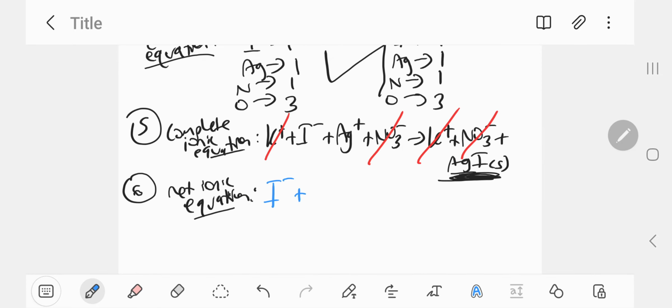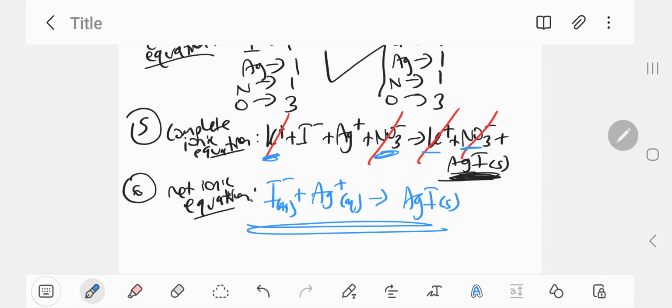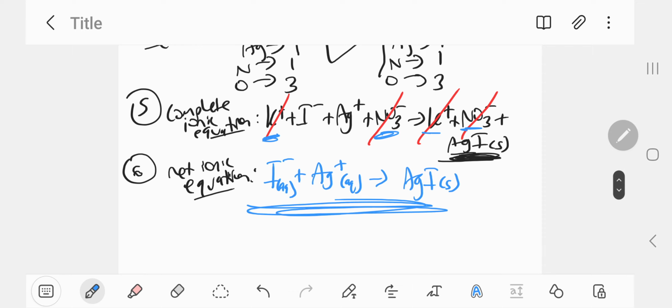So you've got I minus plus Ag plus. I should also write the states here, aqueous, they're both aqueous, makes AgI solid. The potassium and the nitrates are called spectator ions, because they don't react, they just pretty much sit there in the reaction. This is your final equation. It's showing the formation of silver iodide, AgI, that's the precipitate.